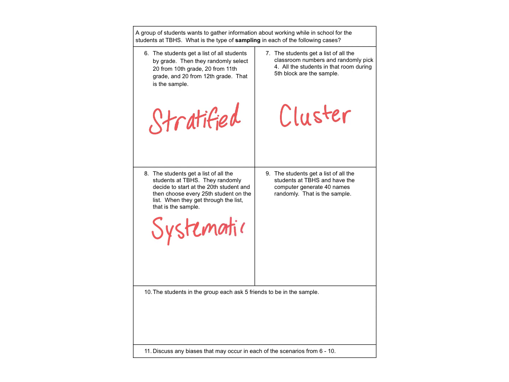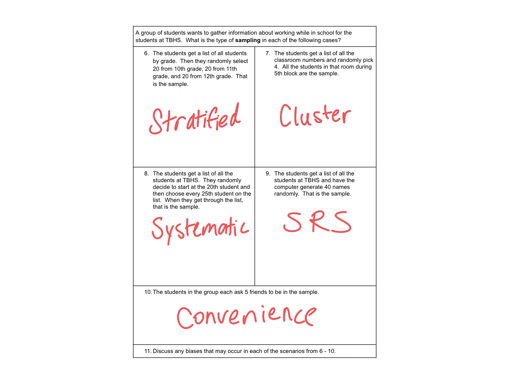And then the students get a list of all the students at TBHS and have the computer generate 40 names randomly, and that's the sample. That is pure SRS, okay? Once again, when a computer is involved, that's the least amount of bias that we can have. And then lastly, the students in each group ask their 5 friends to be in the sample. That would be very convenient for them. Okay, so we'll call that convenience.